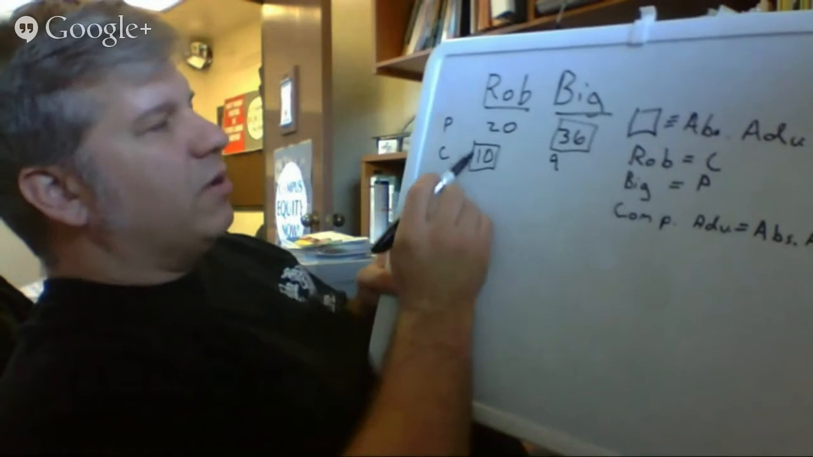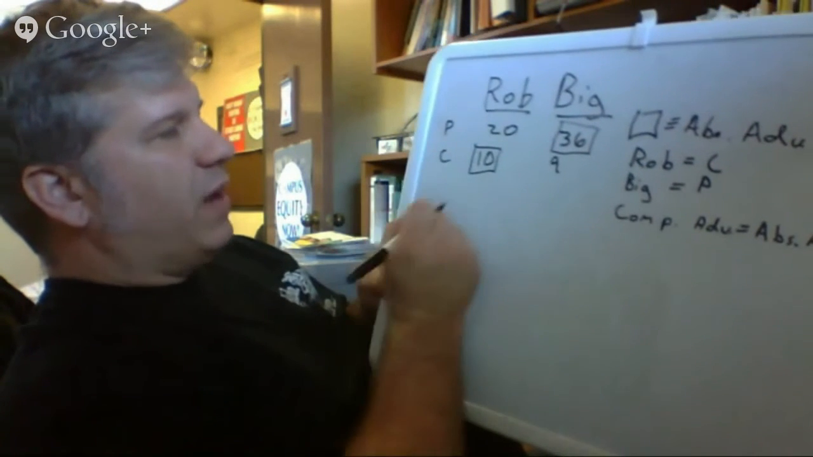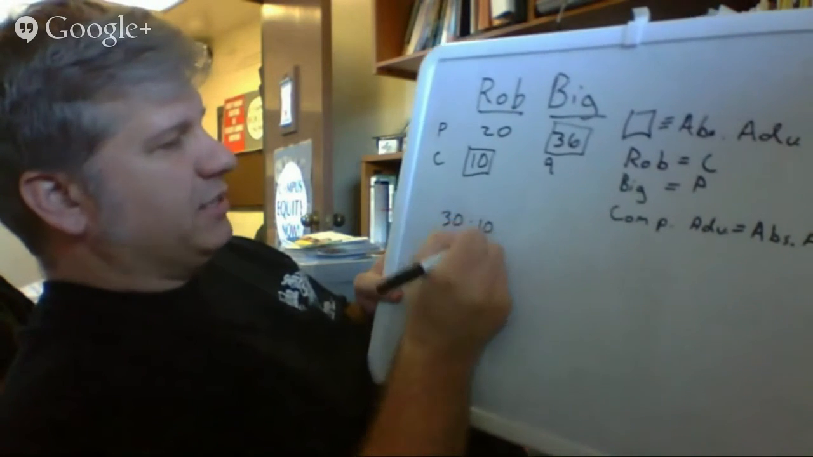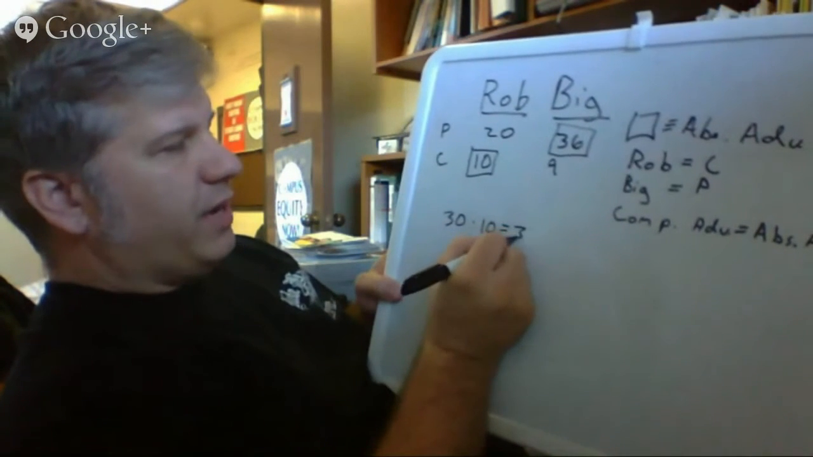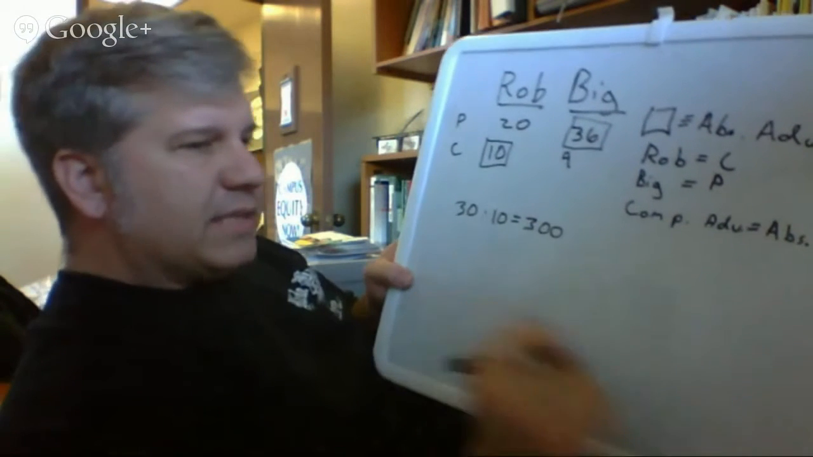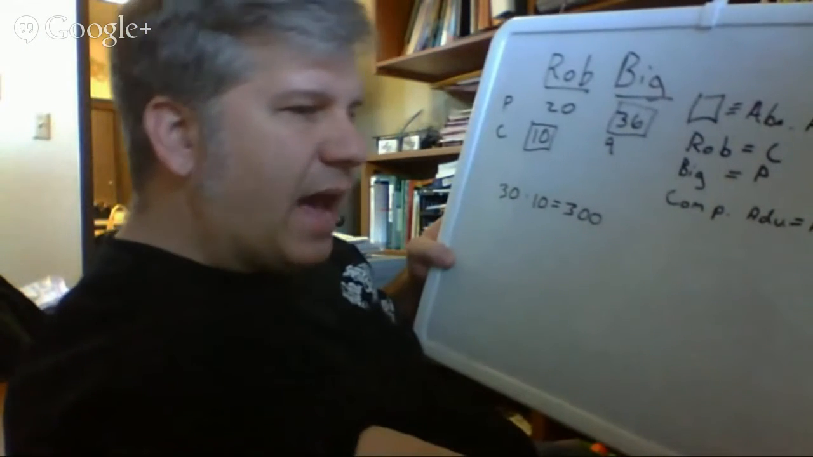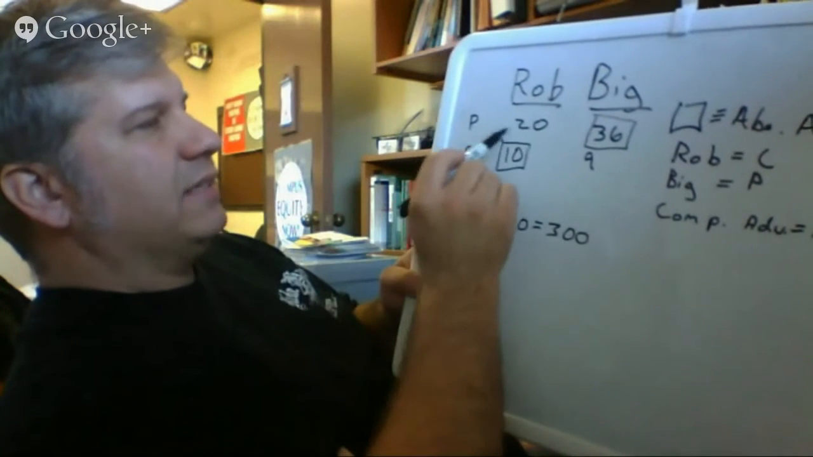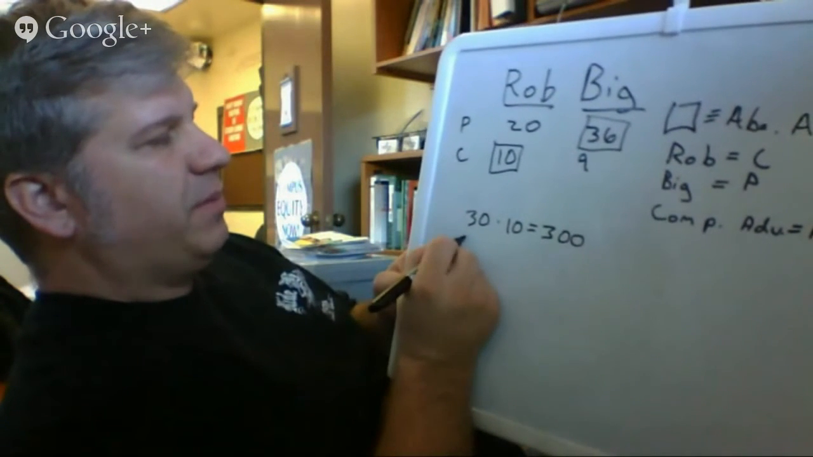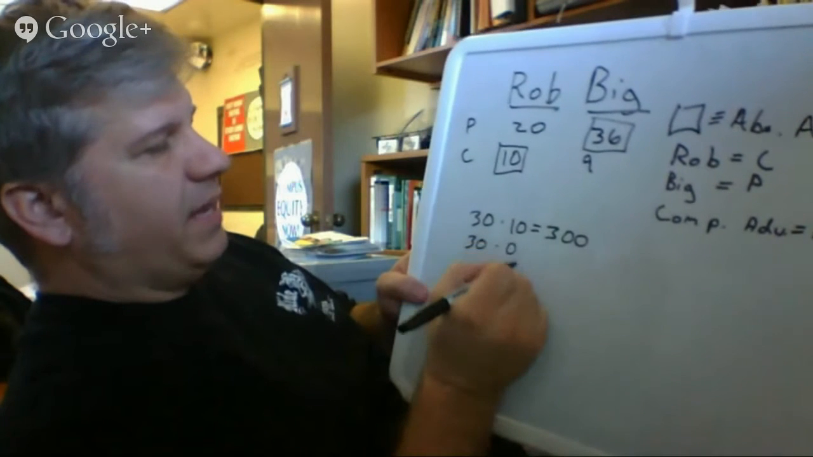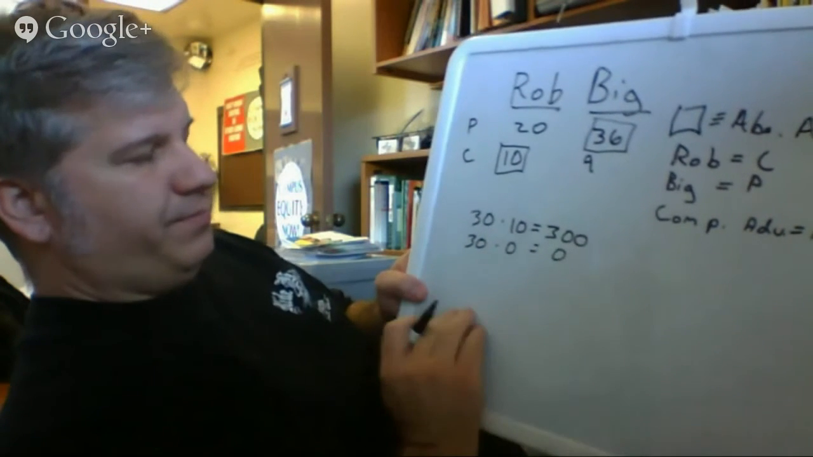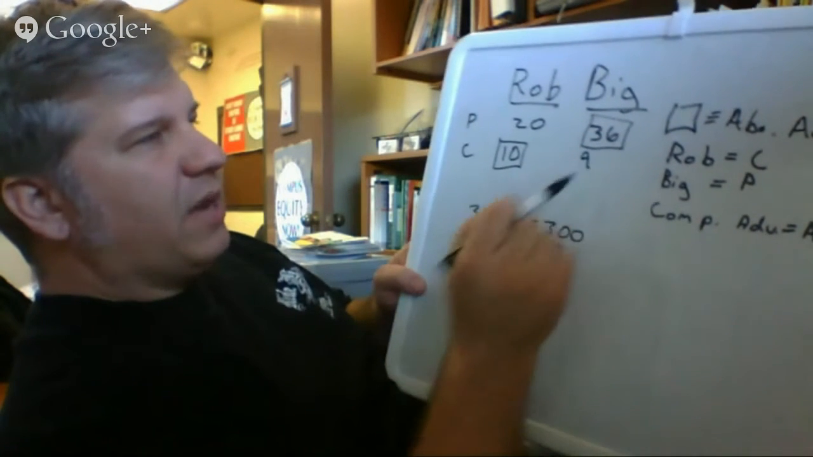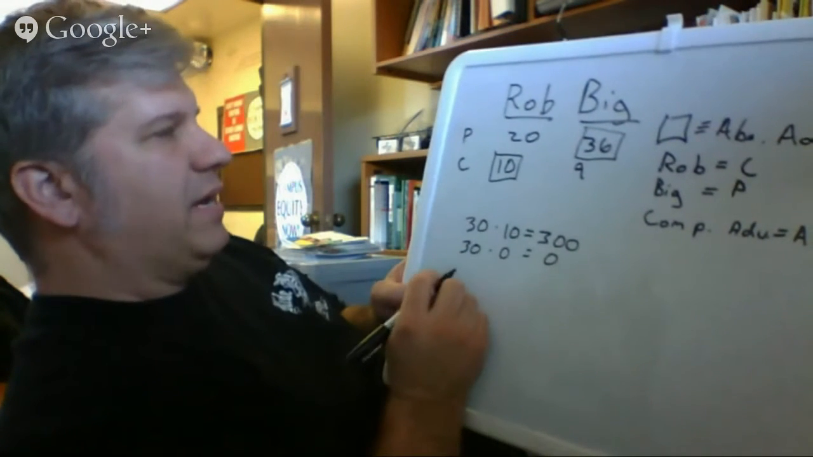So we say, look, Rob's going to specialize in cows. So Rob's going to do 30 days times 10 cows, which equals 300. The next part says, and how many pigs? Well, if he only does cows, to do 10 cows, he has to give up all of his pigs. So it's going to be 30 days times 0 pigs equals 0. No pigs from him.